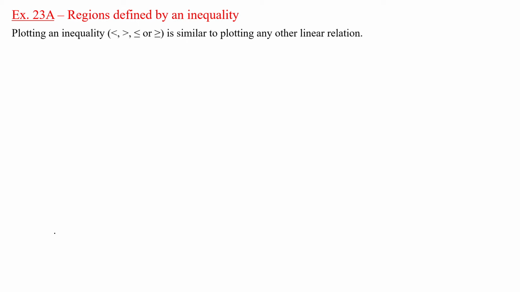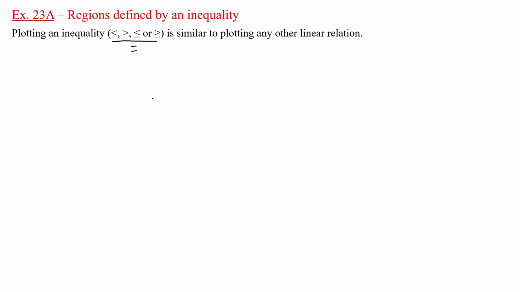So when we plot an inequality, it's just like plotting any other linear relation. The only difference is that we're using symbols less than, greater than, less than or equal to, or greater than or equal to, instead of just equals. Okay, so these kind of take the place of your equal sign.